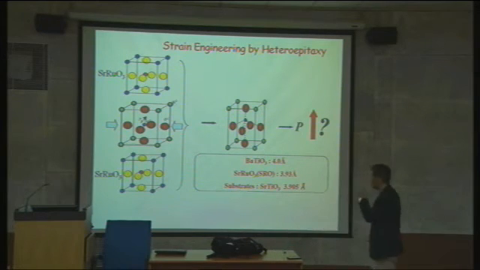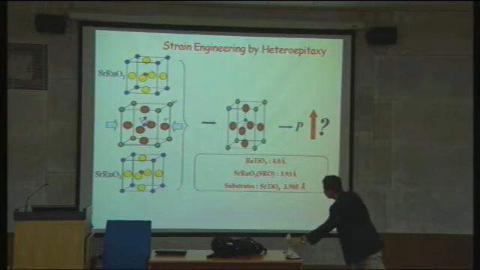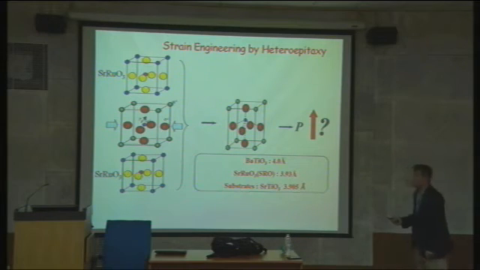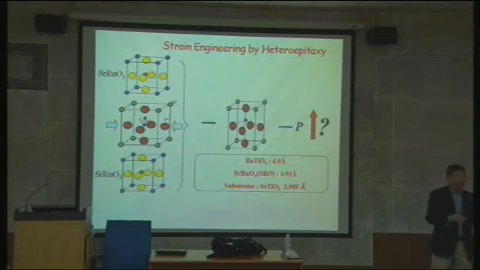So here we look at the lattice parameter, and we have already done calcium ruthenate, strontium ruthenate, and calcium strontium ruthenate. I gave you an example. The barium titanate lattice parameter is bigger than the substrate, about 4.0 angstrom, and strontium ruthenate is roughly 3.93 angstrom. This one is larger than this one, so when you grow it on top, you have to compress it.